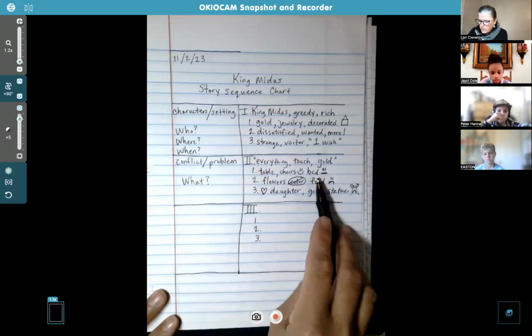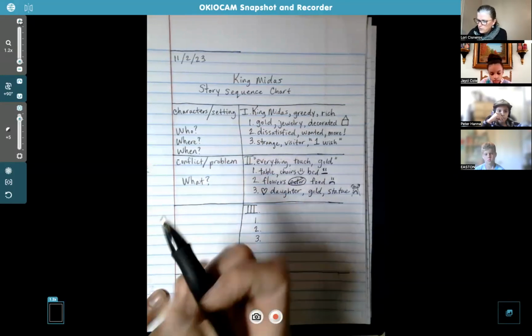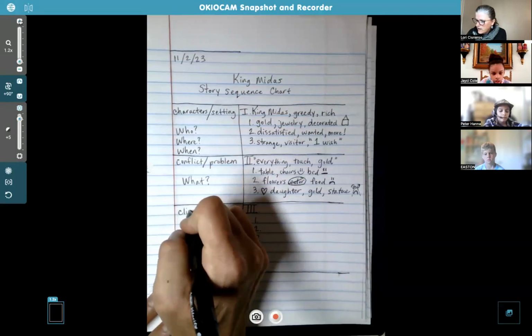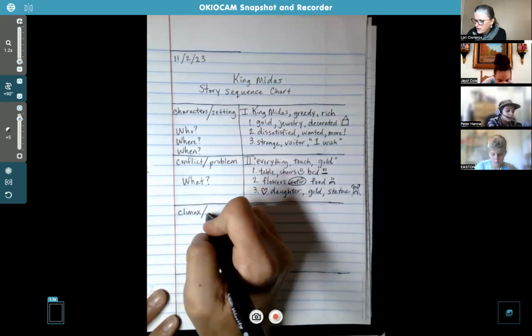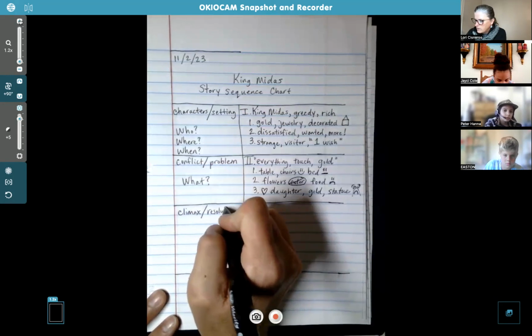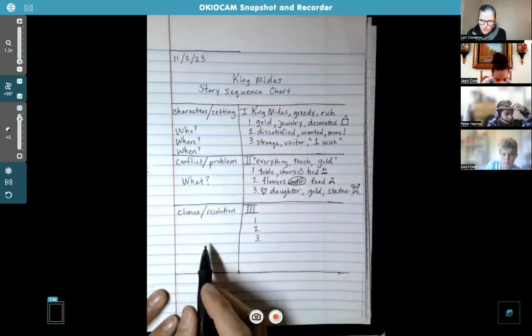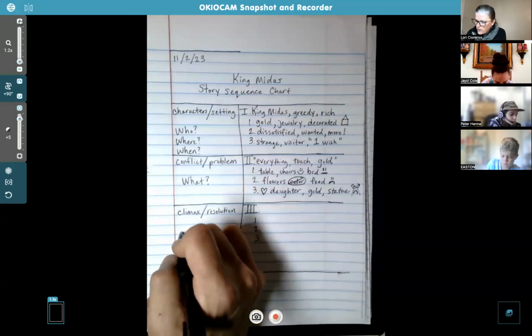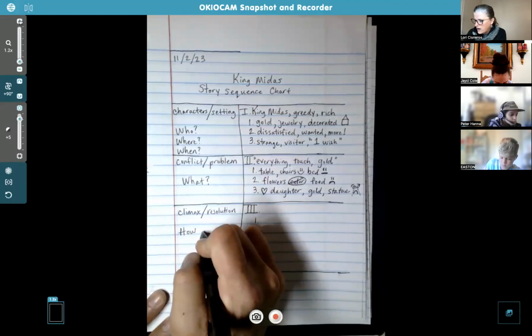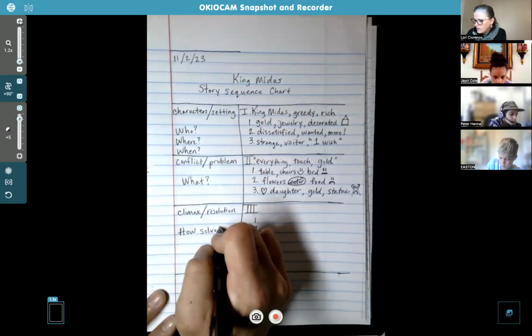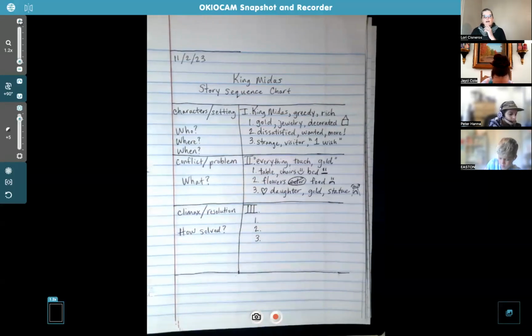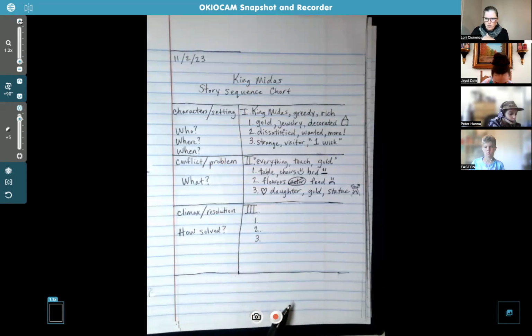We already talked about the problem. Now we're going to move into what's called climax/resolution. We're in the third box now. This is wrapping up the story toward the end here. And this is where we answer the question, how solved? So we know that he has a problem. He has many problems. And now we're going to move into how does he solve his problems?